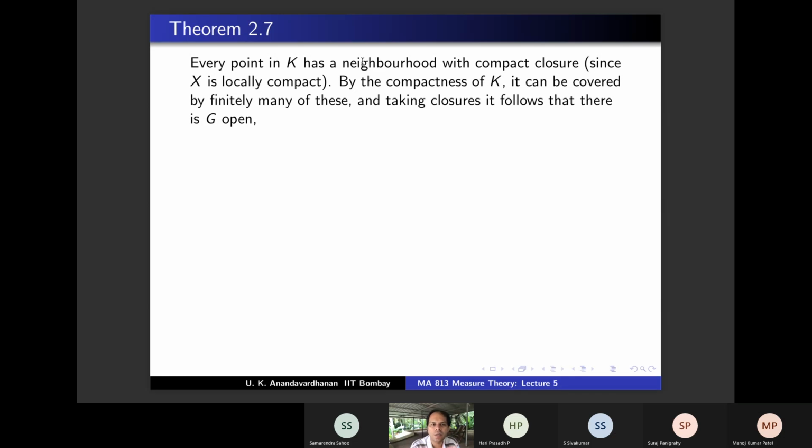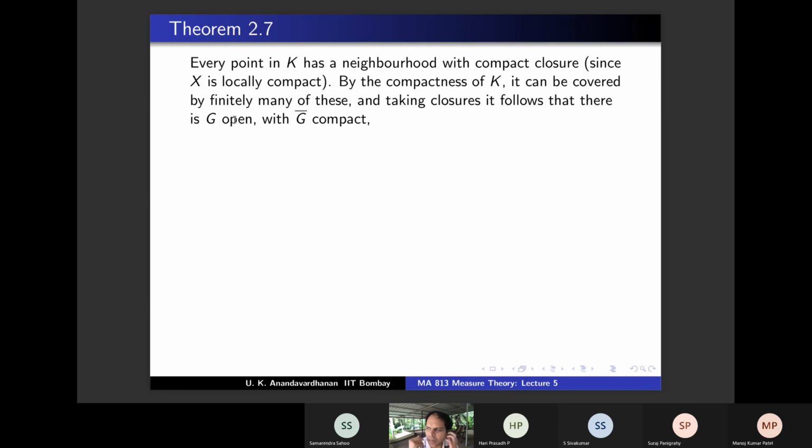In this case, it is given to you that every point has a neighborhood with compact closure. So A is such a set: a neighborhood whose bar is compact is given to you. Now if you have A and B, and A bar is compact and B bar is compact, then A bar union B bar is compact, right? Yes. A finite union of compact sets is compact. So by taking this union, you get a set G. G is open and G bar is compact, right?